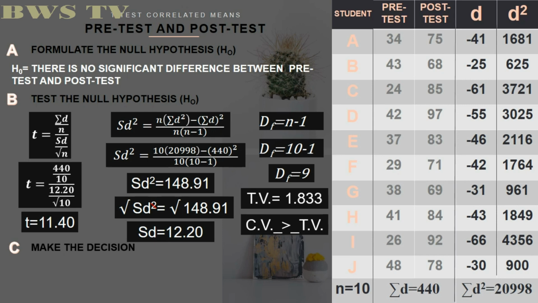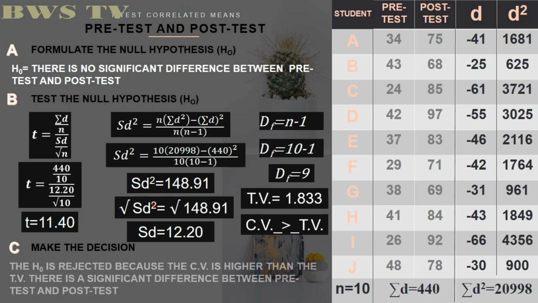When the null hypothesis is rejected, it becomes the opposite. It becomes positive. In this exercise A, the final decision will be the null hypothesis is rejected because the computed value is higher than the tabulated value. There is a significant difference between pre-test and post-test.